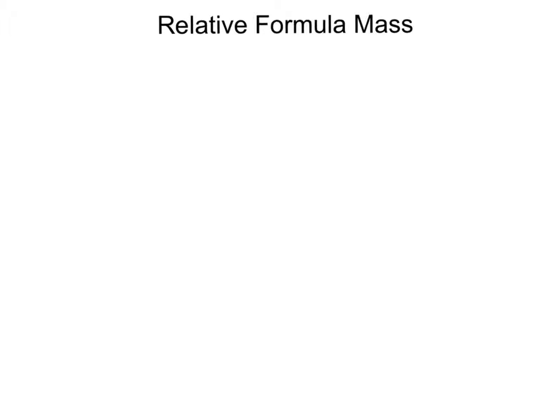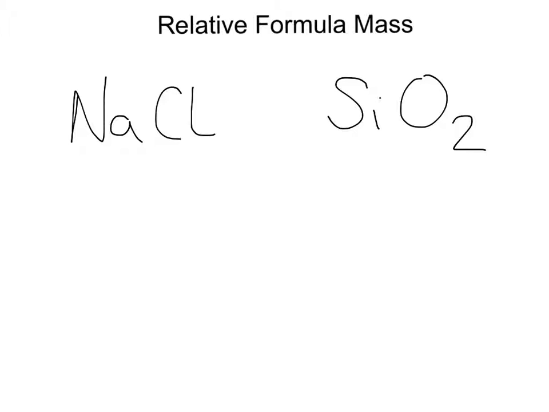Compounds with giant structures do not exist as simple molecules. These include ionic compounds, such as sodium chloride, and covalent compounds, such as silicon dioxide. Although the term relative molecular mass is often used for these compounds, a better term is the relative formula mass. So it's the weighted mean mass of a formula unit compared with 1/12 of the mass of an atom of carbon-12.